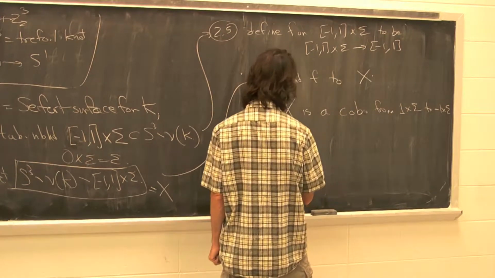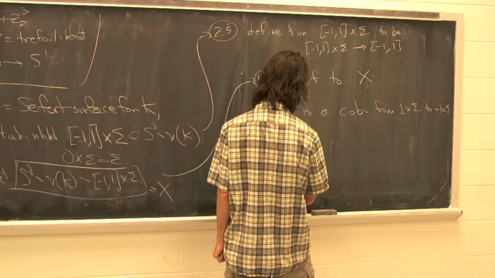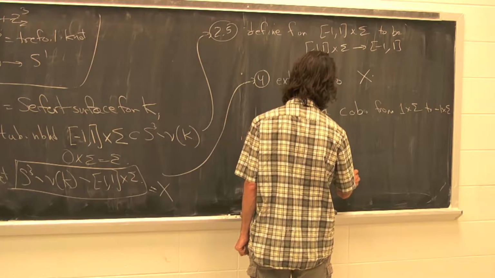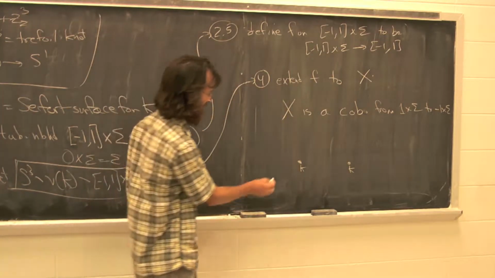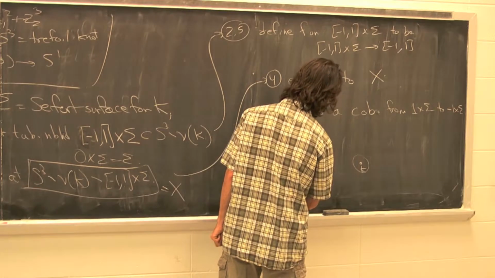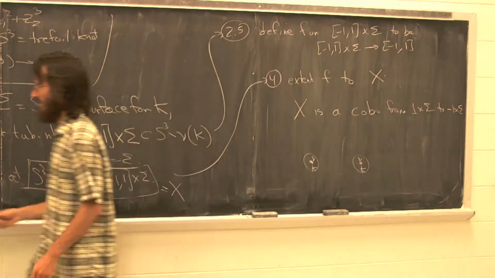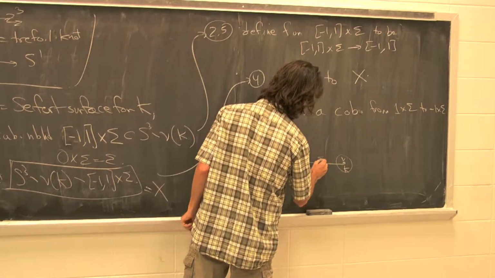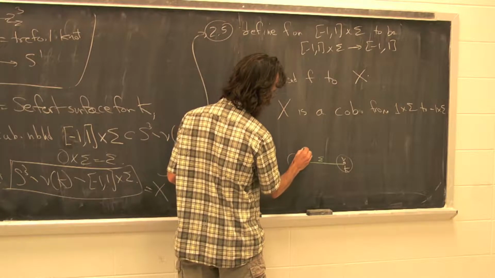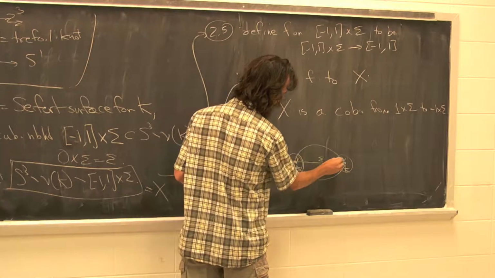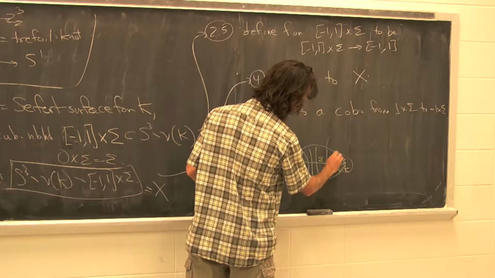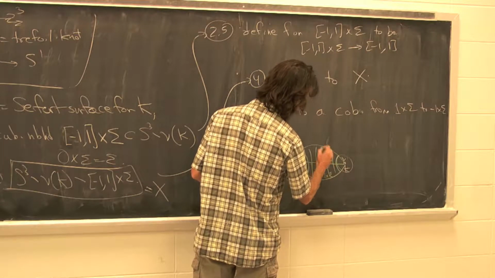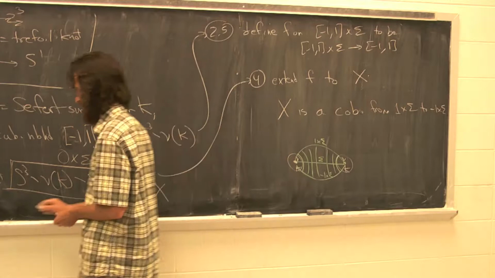So I want to think about it in the following way. This is a purely schematic picture. Here's my K, just a pair of points. Here's my tubular neighborhood of K. Here's sigma. Here's -1 cross sigma. And then the complement X is everything outside.